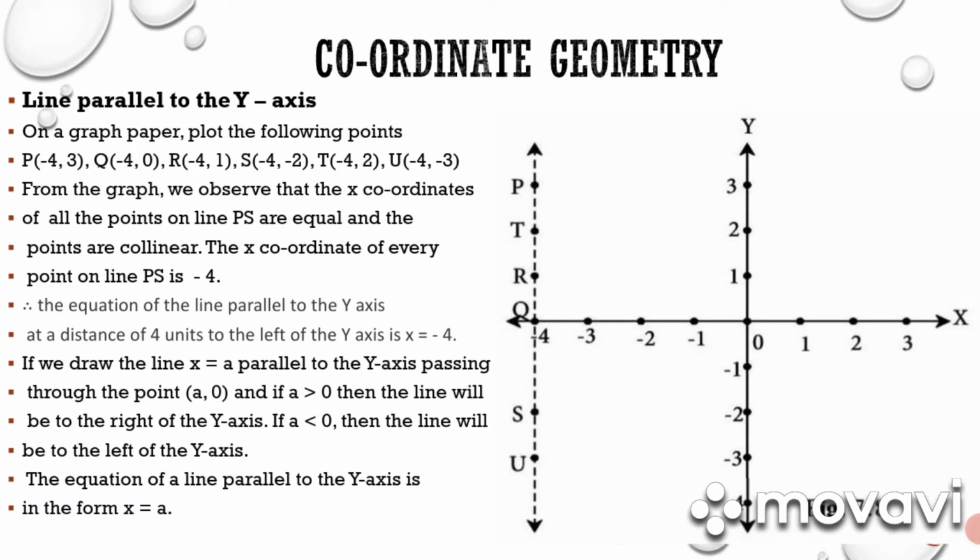If we draw the line x = a parallel to the y-axis passing through the point (a, 0), and if a is greater than 0, then the line will be to the right of the y-axis. If a is less than 0, that is a is negative, then the line will be to the left of the y-axis. The equation of a line parallel to the y-axis is in the form x = a.